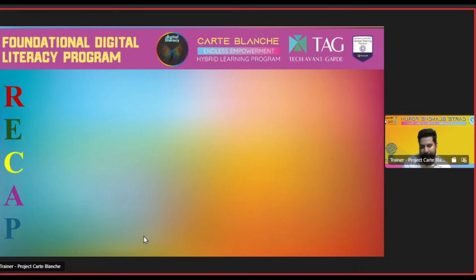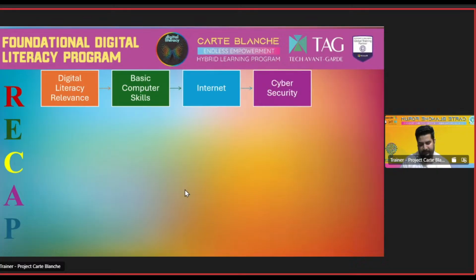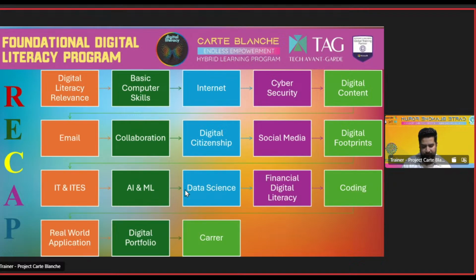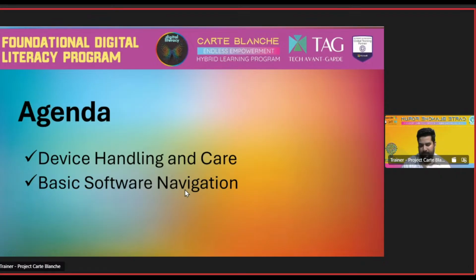If we can quickly recap what has happened so far, I think that should have given you some clarity about what digital literacy relevance is and what the basic computer skills are. All these topics should be familiar to all of you, and this is what we have covered so far. Yesterday, we also discussed the career options. Now, today, we are heading towards our devices topic. The final topic will be tomorrow, on the project work. But today, let's discuss how we can handle the device with care and the basic software navigation process. These two things will give you more clarity. So I wanted you to please make a note of some important aspects of device handling.